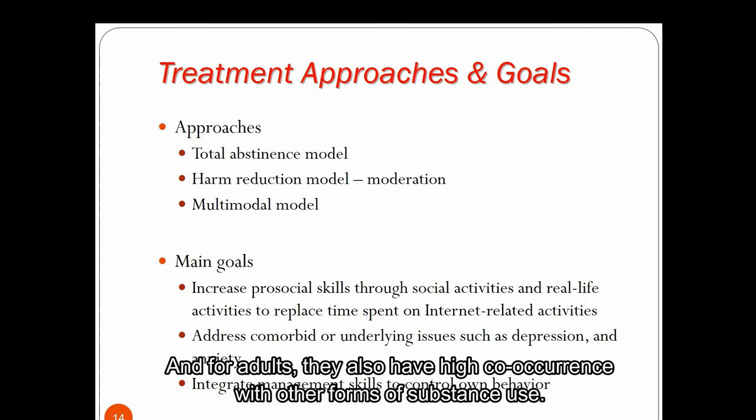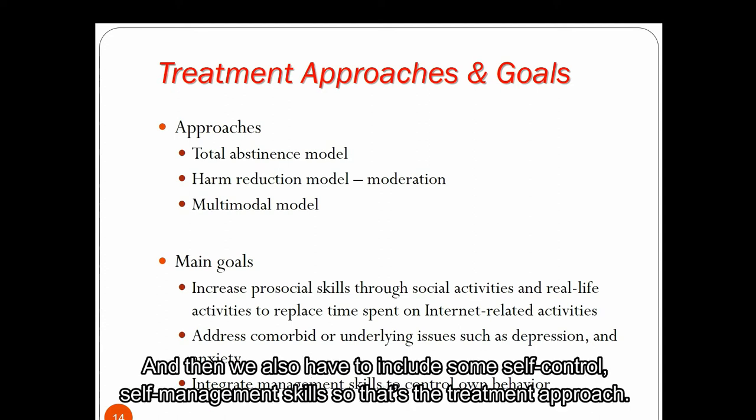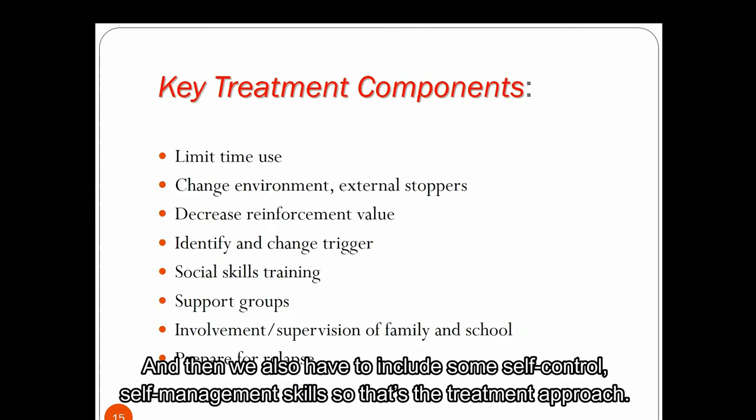And for adults, they also have a high co-occurrence with other forms of substance use, okay? So in that sense, we also need to address the co-occurring mental health conditions. And then we also have to include some self-control, self-management skills. So that's the treatment approaches.